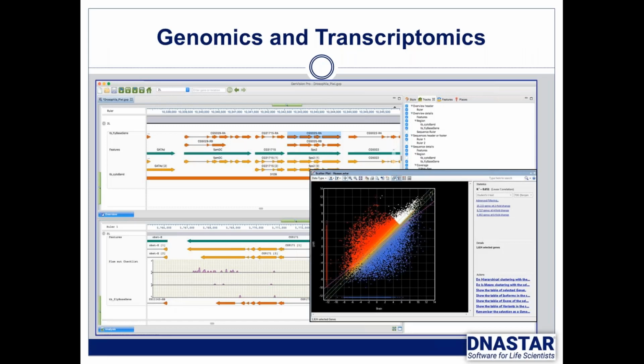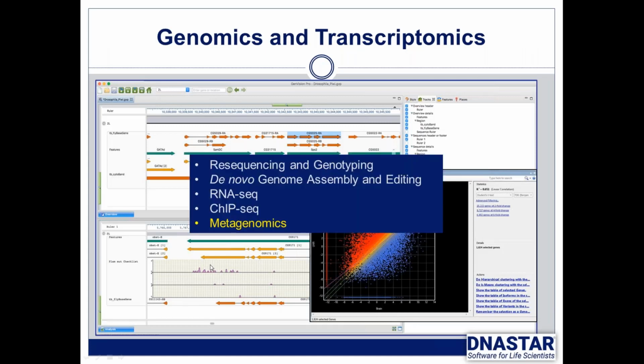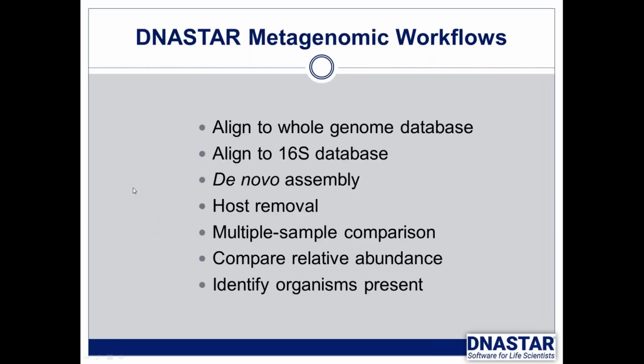And in particular, we'll look at a metagenomic workflow that in our software actually has multiple different aspects to it. So we'll hopefully have some time to go through the different ways that you can look at metagenomics in our software. We also have, of course, resequencing and genotyping and de novo workflows and RNA-seq and ChIP-seq and some other workflows as well in this area. And so the software is quite flexible. And in a webinar like this, I'll have time to show you some of that flexibility.